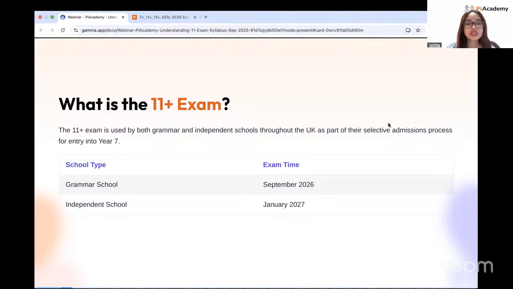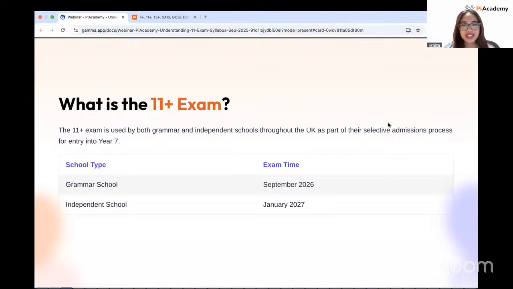So for grammar schools, the timeline is September 2026. So this cohort is already done. I'm sure if you have younger children that have sat the exam, you've already been through part of that process. But the next cohort is in September 2026 for grammar school. And for independent school, it's in January 2027.